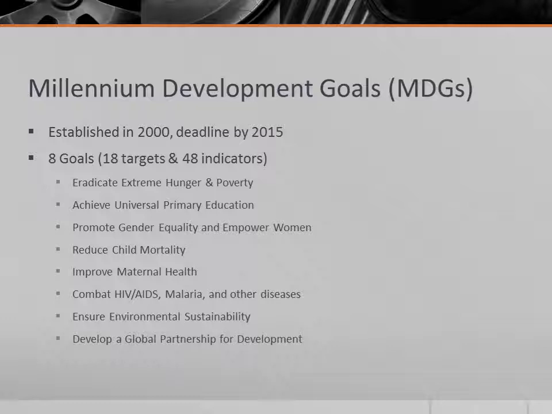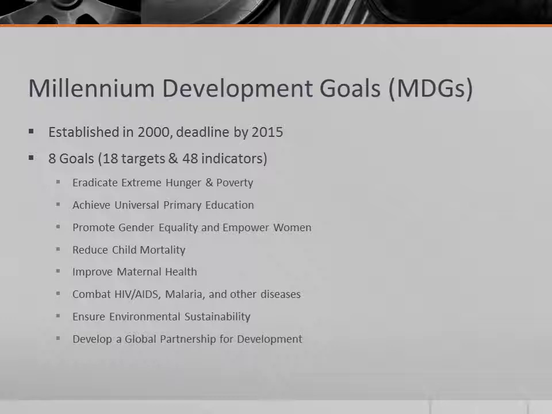Eradicate extreme hunger and poverty, achieve universal primary education, promote gender equality and empower women, reduce child mortality, improve maternal health, combat HIV, AIDS, malaria, and other diseases, ensure environmental sustainability, and develop a global partnership for development.